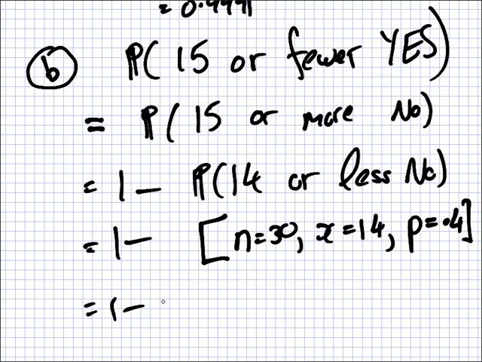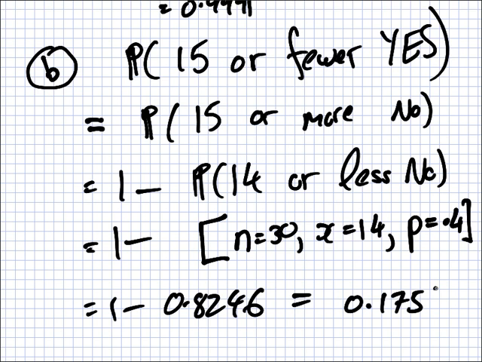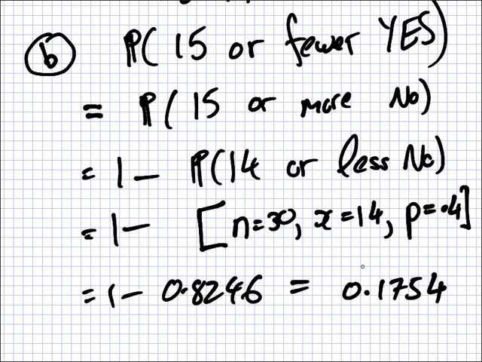So 0.8246. Okay. So what does this equal in the end? 0.1754. Now, believe it or not, that's actually the hardest it could possibly be, because you have to do two corrections here. You have to convert it from a yes to a no. And why did you have to do that? Because it doesn't go up. The probability was too big. And we had to convert it from a p to a 1 minus p. Why did we have to do that? You can't do more. Yeah, because we had to go from a more to a less.